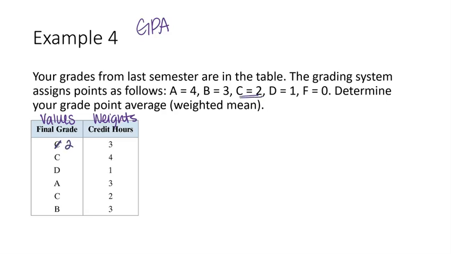So C is worth 2 points. C is worth 2 points. D is worth 1 point. A is worth 4 points. C again is worth 2. And now a B is worth 3 points. So we're going to put those values into list 1 in the calculator, and the weights, my credit hours, go into L2.